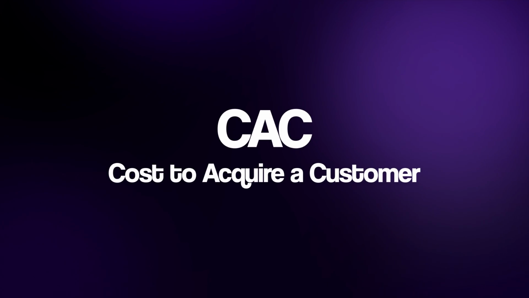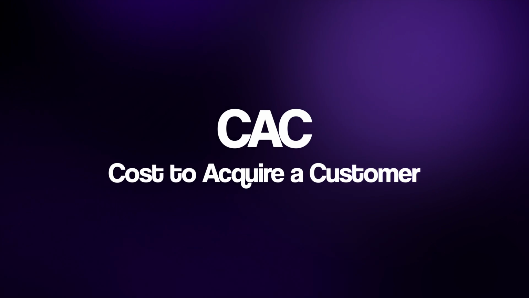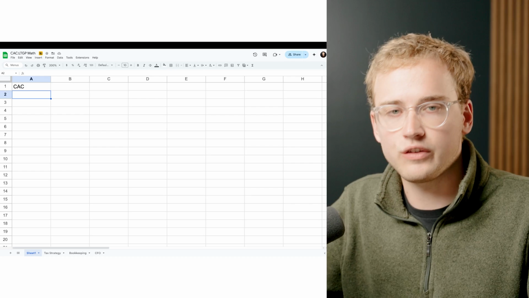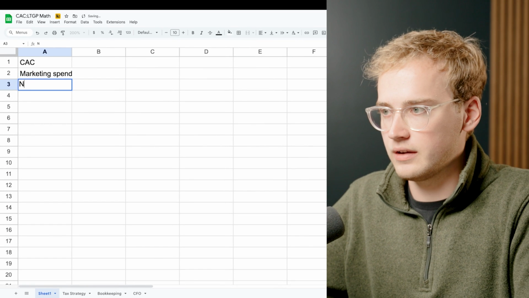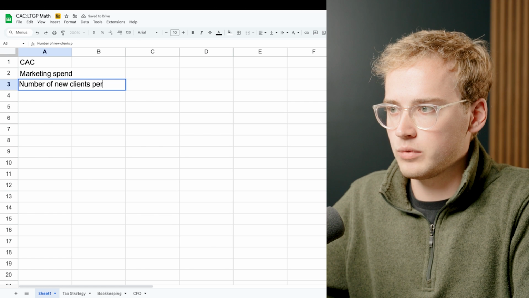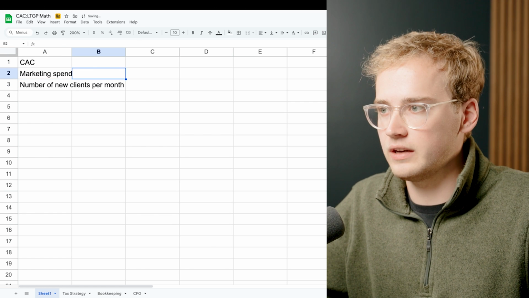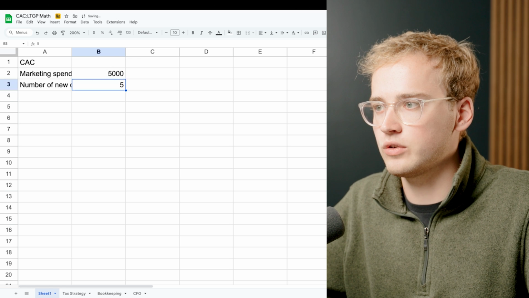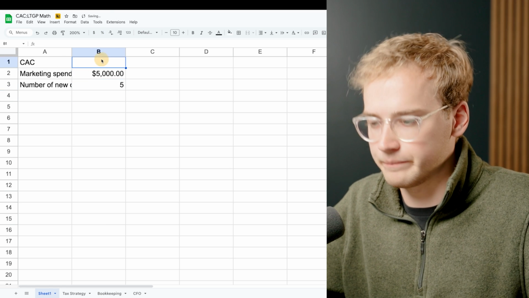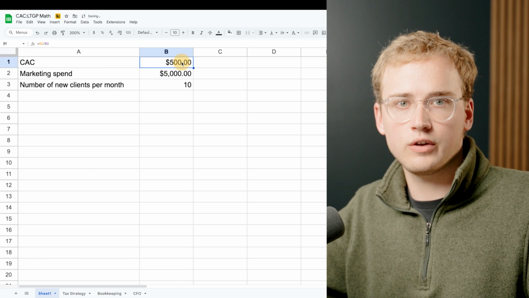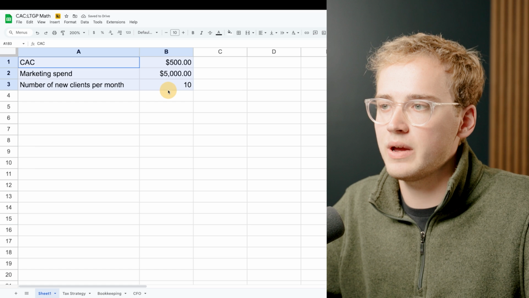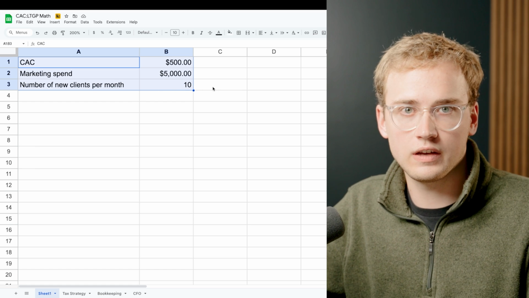And the first KPI we're going to talk about here is CAC, okay? This means cost to acquire a customer. Now, for some of you, you may already be running ads or doing some form of marketing, right? And if that's the case, then your CAC is very simple. It is marketing spend divided by number of new clients per month, all right? So if you're spending $5,000 a month on ads and you get 5 new clients from that, then your CAC is $1,000. If you somehow get 10 clients this month with the same amount of ad spend, then your CAC is $500. And so this is basically a measure of how much marketing spend it takes to get a certain number of new clients.